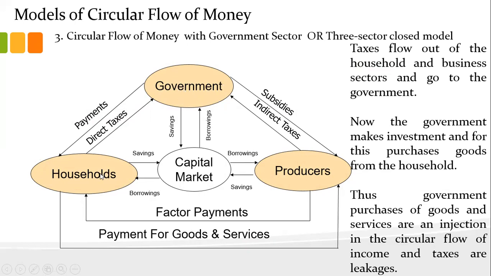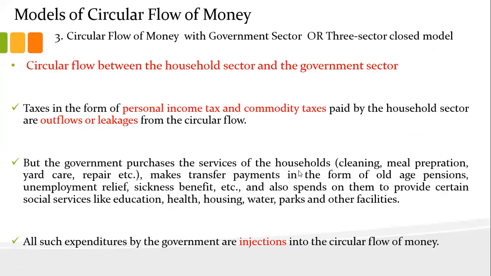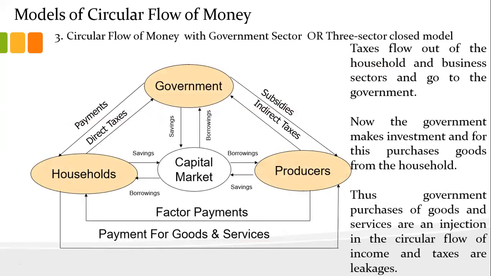Similarly for households also, excess money they will save. If they need money to buy something, they will borrow, and the same goes for the producers also. So all of them can take money from this capital market in the form of borrowing, and they can save their money also. Whatever pool of money is there in the capital market savings, producers can take borrowing from there. So that is how the money circulates in a three sector closed model.